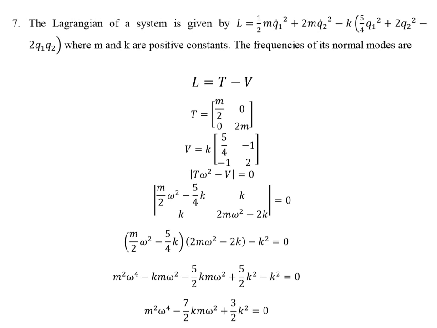In order to solve for normal modes of vibration, we write L is equal to T minus V. We take T as the kinetic energy matrix and V as the potential energy matrix. Comparing with the Lagrangian, we get T equal to a 2 by 2 matrix given by m by 2, 0, 0, 2m, and V equal to k into 5 by 4, minus 1, minus 1, 2. To find the frequencies of the normal modes, we find the value of the secular determinant of T omega square minus V. Substituting those in the equation and solving, we get a quadratic equation given by m square omega raised to 4 minus 7 by 2 km omega square plus 3 by 2 k square is equal to 0.